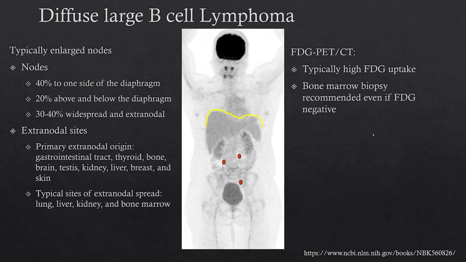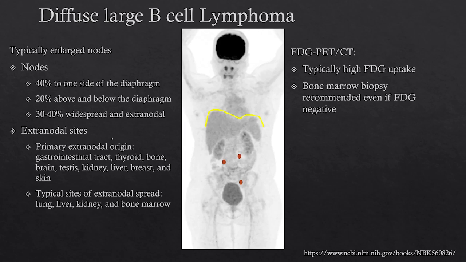So diffuse large B-cell lymphoma, typically in large nodes. In about 40%, the distribution would be to one side of the diaphragm. In about 20% it would be above and below the diaphragm. In 30 to 40% of patients it would be widespread and extranodal.